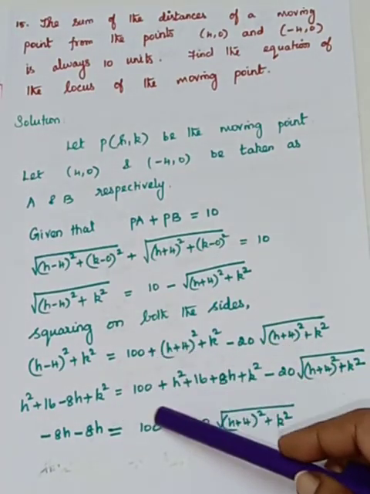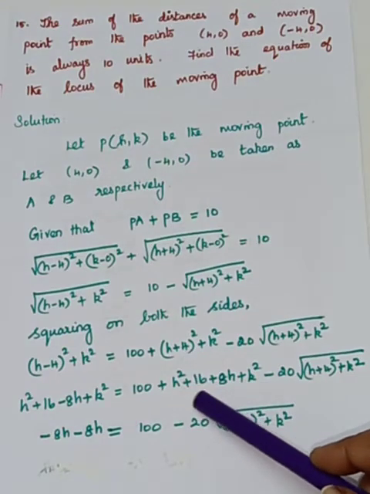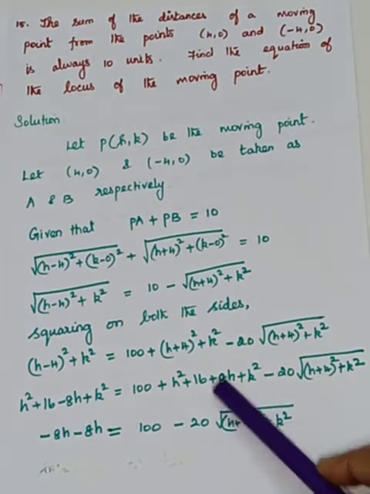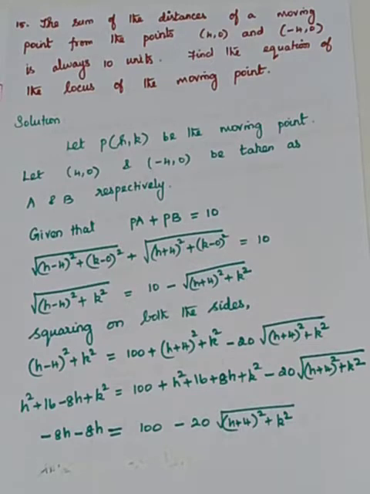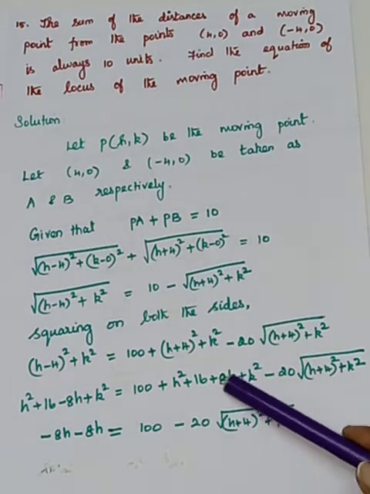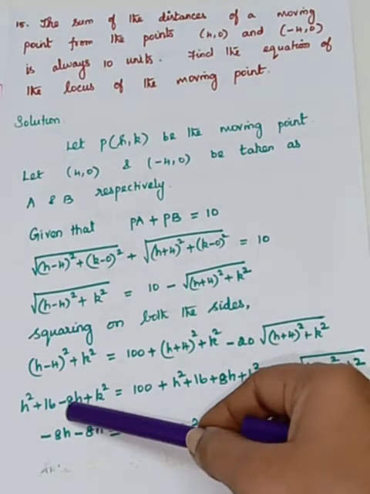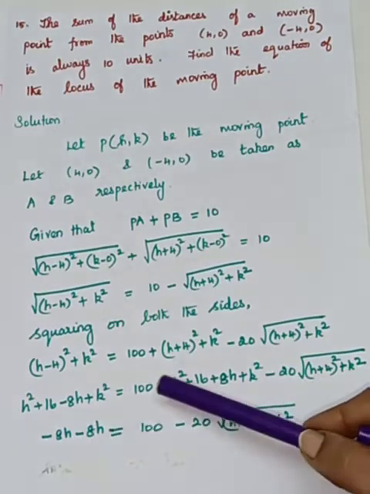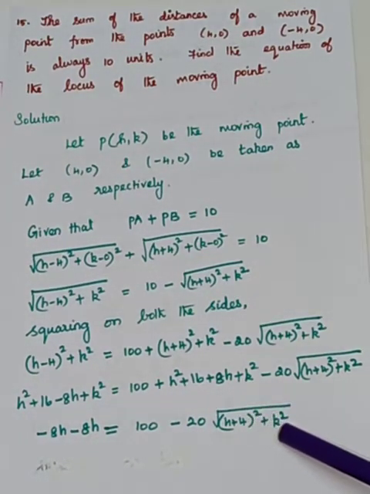Here, the same way, 100 plus this also, if you expand, H square plus 16 plus 8H plus K square minus 20. So both the sides we can cancel. H squared gets cancelled, 16 is cancelled and K squared is also cancelled. Bring this 8H to the left side, it is minus 8H. Already here you are having minus 8H. So it is 100 minus 20 into square root of H plus 4 the whole square plus K square.